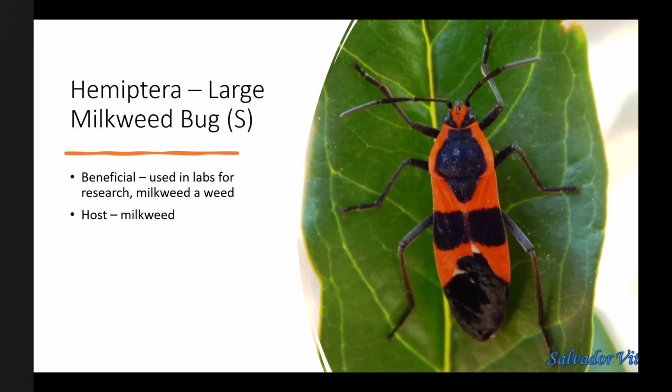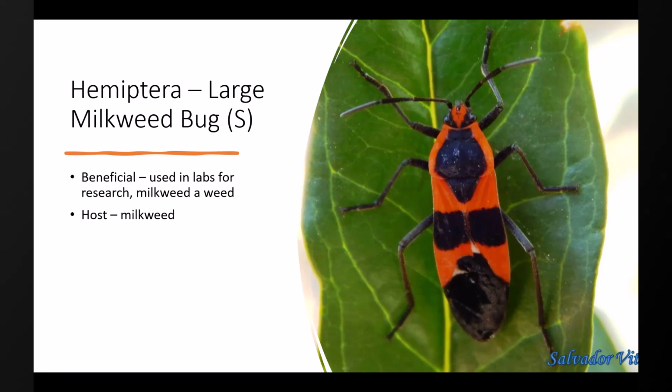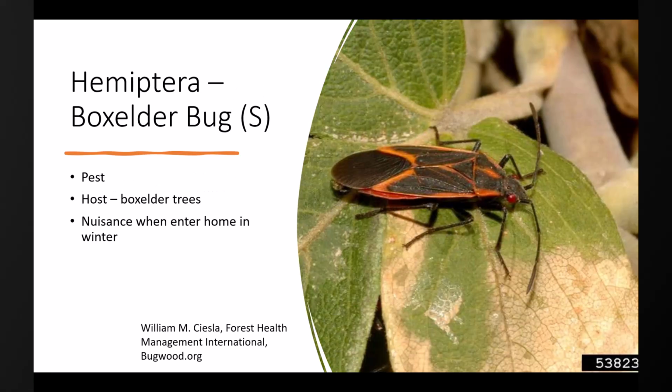Milkweed bugs are beneficial. They're considered beneficial for a number of reasons. Probably one of the main reasons is that they're used in labs for research because they're very easy to rear. Milkweed bugs, I think, look very similar, at least in color, to that box elder bug, but they just have a lot more red on them, whereas the box elder bug is more outlined in red. It's a red outline as opposed to red stripes or thick red bands like these guys have.